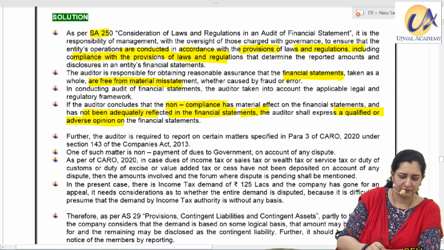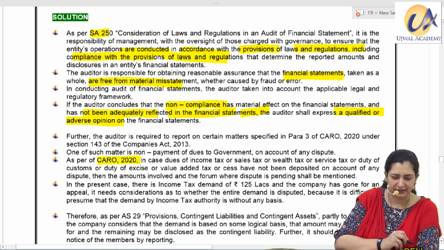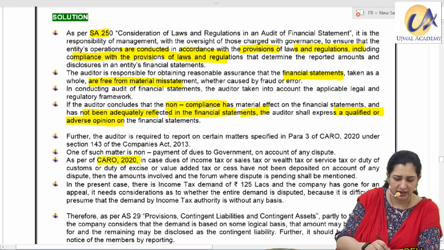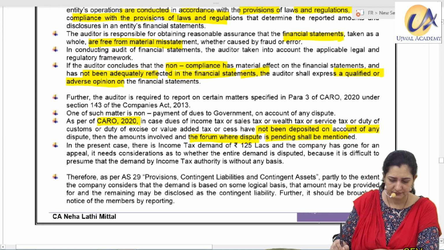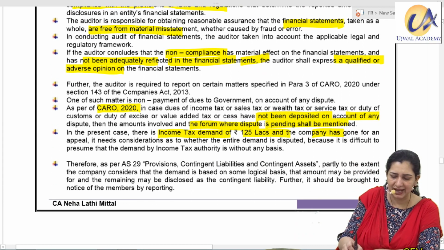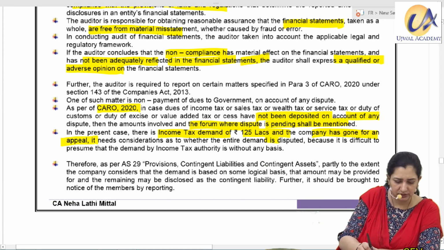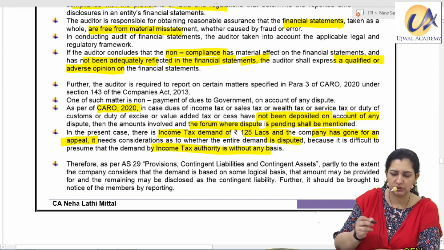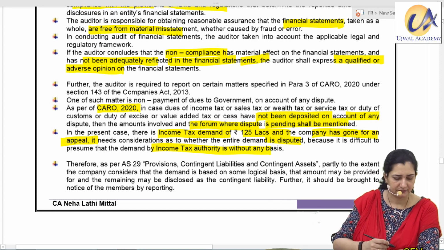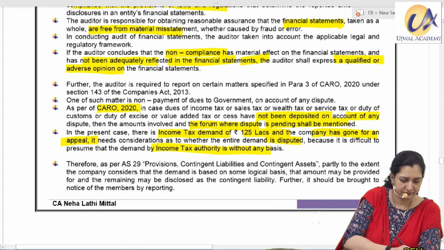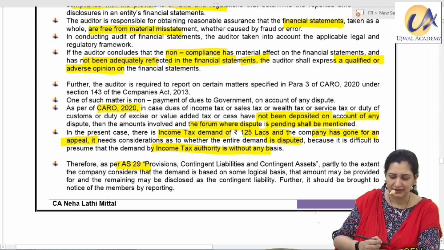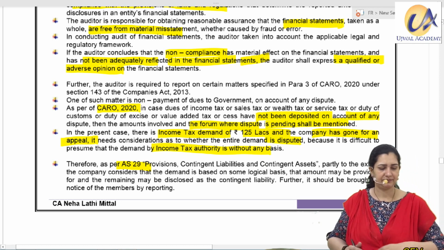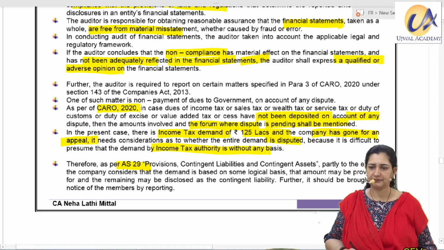Apart from that, you also have to report on CARO. As per CARO 2020, if any statutory dues are not deposited, you have to mention that. And the forum, if a dispute is there, you have to mention that. So here the IT demand of 125 lakh has gone for an appeal. It is disputed. It is with the income tax authority. So you need to specifically mention it. Right? Even AS 29 says that if the demand is probable, you should make a provision. And if not, you may show it as a contingent liability. But anyhow, auditors should report about it.